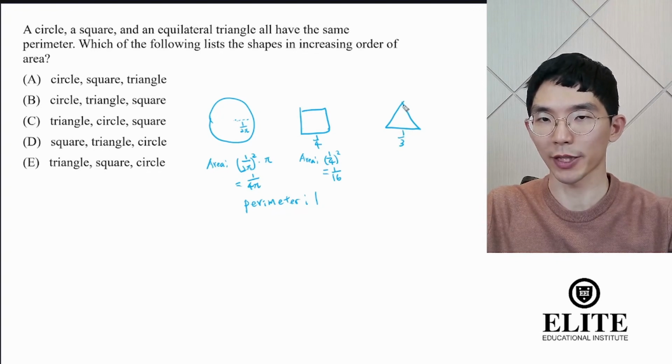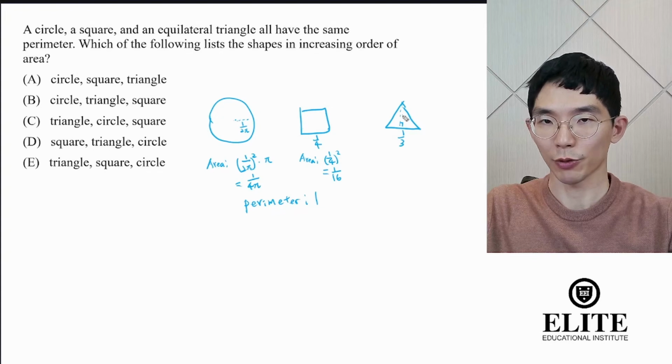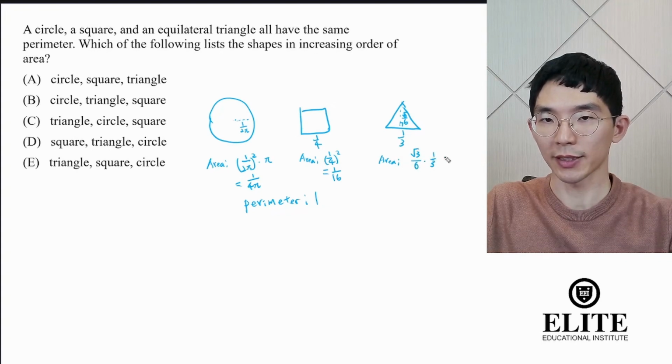Well, for the equilateral triangle, what can we figure out? We can find the height by halving the side and then multiplying that by the square root of 3. So that's going to be square root of 3 over 6. Therefore, the area is square root of 3 over 6 times 1/3 and then times 1/2. That's going to be square root of 3 over 36.